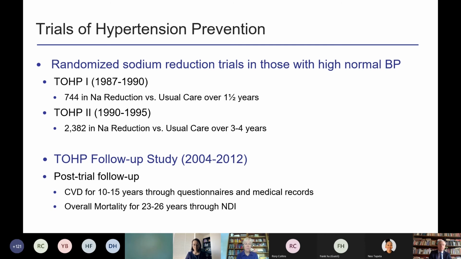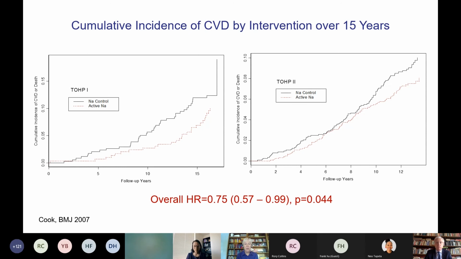Death Index. So when we looked at the randomized effects on cardiovascular disease over 15 years, we see TOPE 1 on the right and TOPE 2 on the left. Both of them showed a reduction in cardiovascular disease incidence over the 15 years. The combined hazard ratio was 0.75. So there was a 25% reduction in cardiovascular disease over these 15 years.